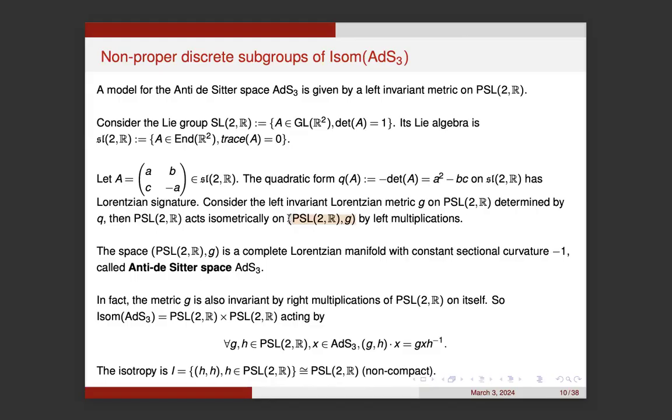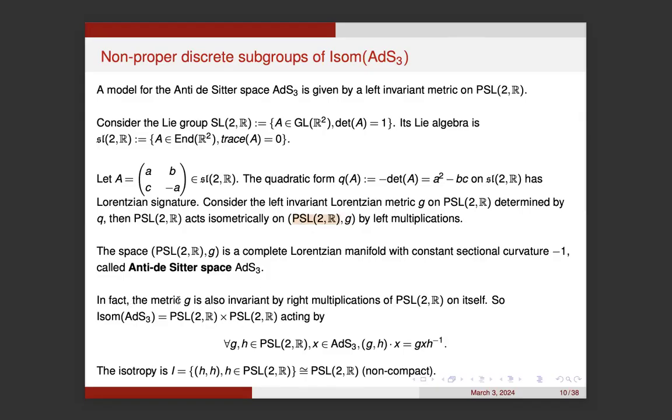In fact, this space is a complete Lorentzian manifold with constant sectional curvature -1, and this is exactly what we call the anti-de Sitter space of dimension 3. So the anti-de Sitter space of dimension 3 is given by a left invariant metric on the Lie group PSL(2,R). My space here is a Lie group.